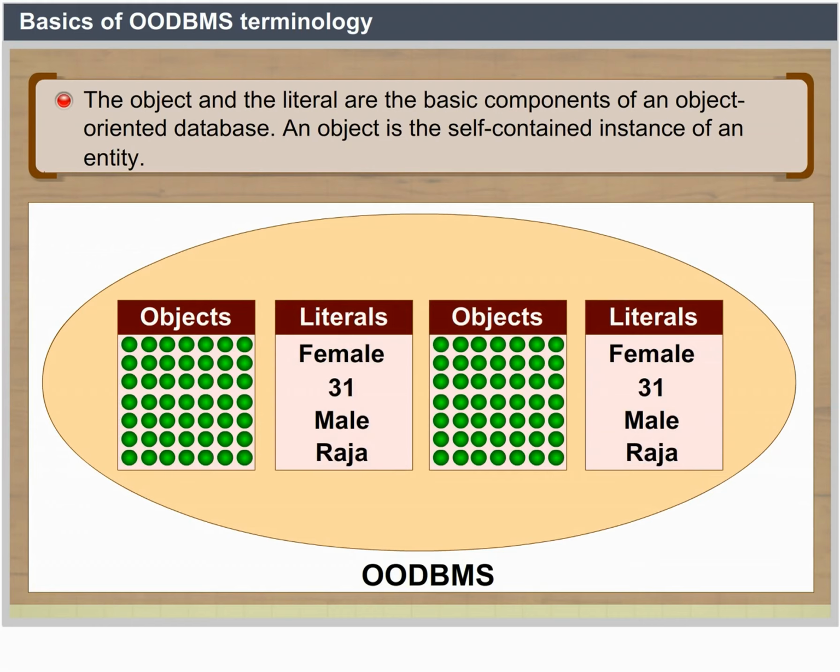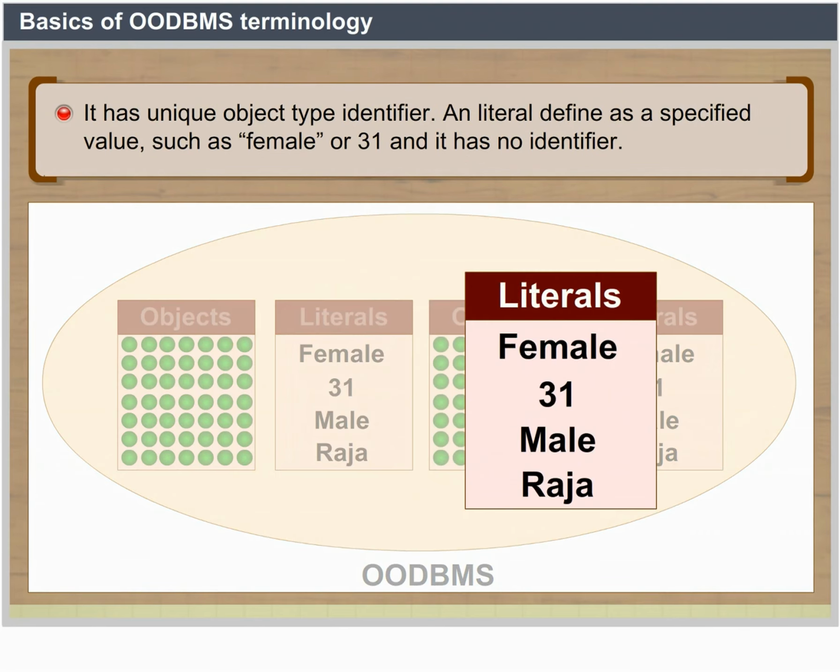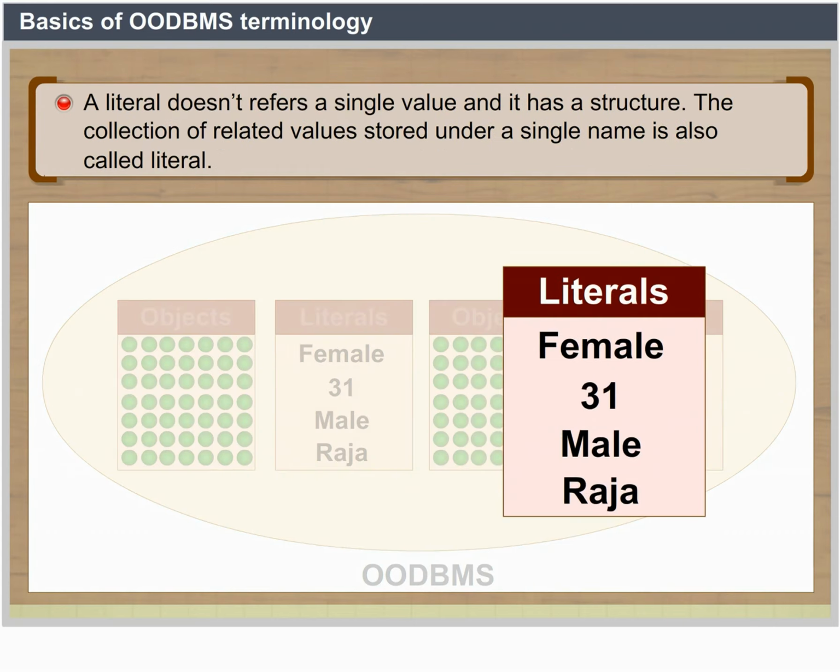An object is the self-contained instance of an entity about which you have been reading. It has some type of unique object identifier. A literal is a specified value such as female or 31. A literal has no identifier. A literal is not necessarily a single value. It may be a structure, a collection of related values stored under a single name.